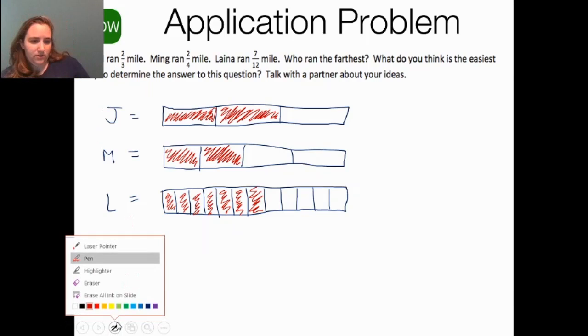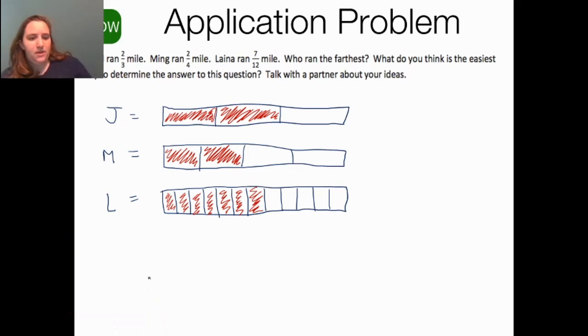Okay, if I just had to estimate looking at what I see here, my guess would be that Jamal ran the furthest, right? Because that's just what it looks like. But who knows? I could have drawn my tape diagrams incorrectly. I could have drawn them not to scale so that they're not perfectly even. So let's try and break these up into equal parts so that we can compare all the way through.